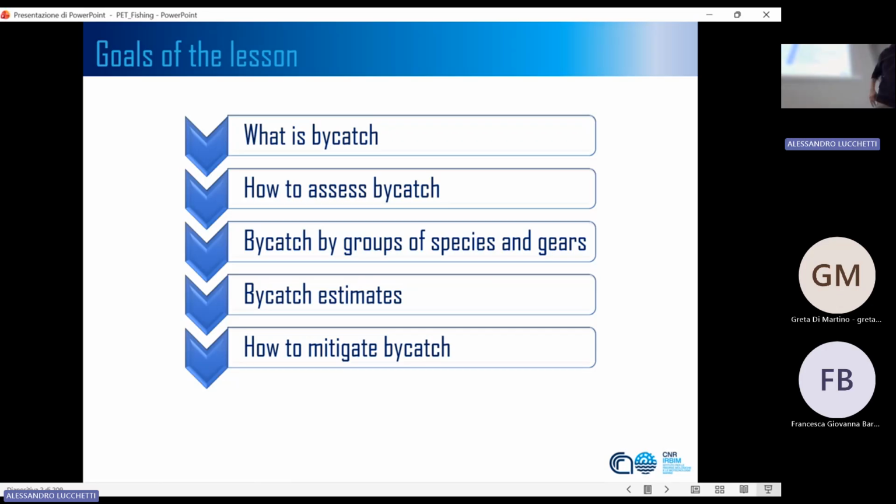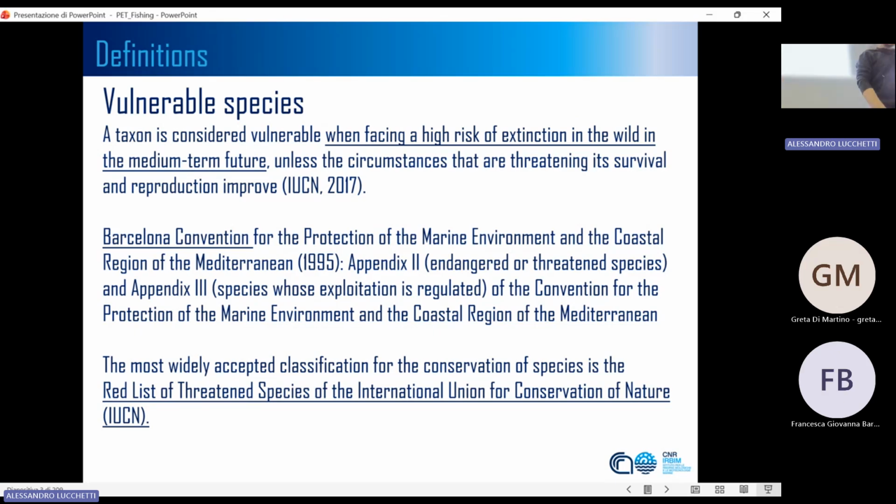So first of all, the main questions are: what is the bycatch? How to assess the bycatch by groups, bycatch estimates, how to mitigate the bycatch, etc. So first of all, vulnerable species. This is a tricky point because in general terms, a vulnerable species is a species that faces a high risk of extinction in the medium period.